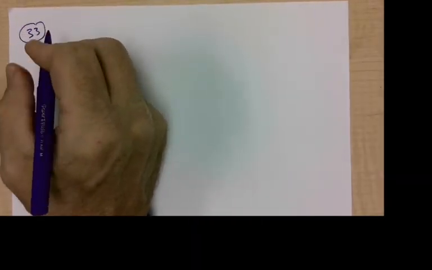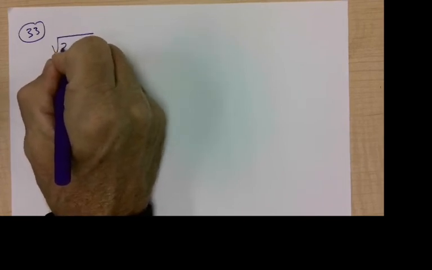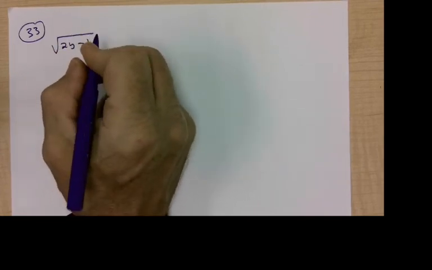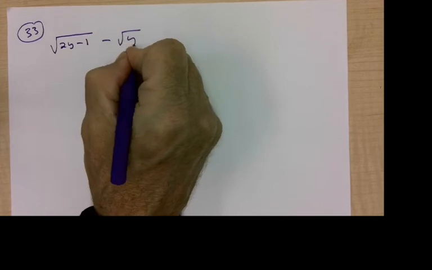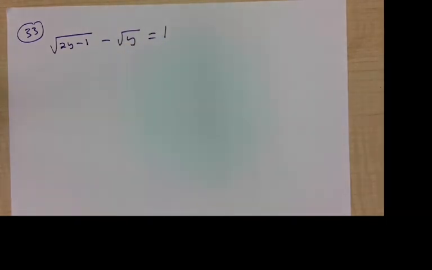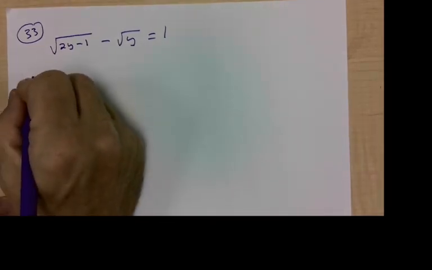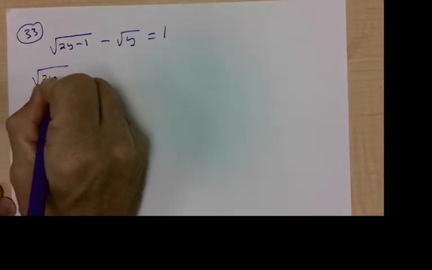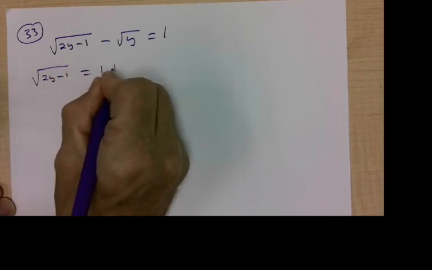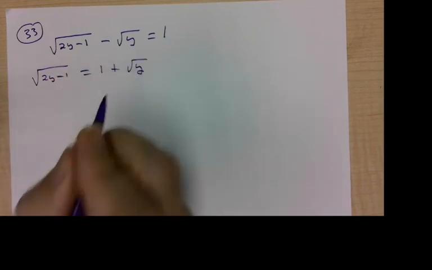Which is the square root of 2y minus 1 minus the square root of y equals 1. I have two radicals. I'm only allowed to have one on a side. So I have to add the square root of y to both sides, which will give me the square root of 2y minus 1 equals 1 plus the square root of y.